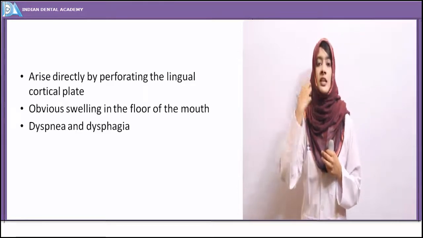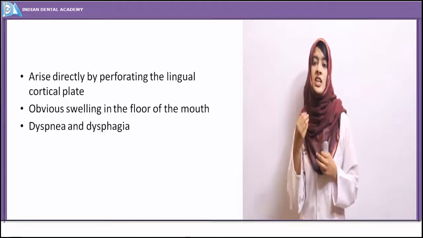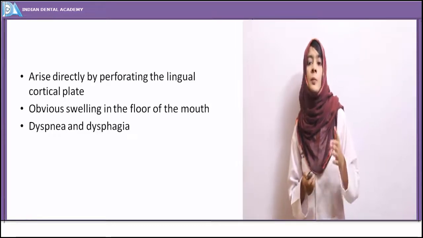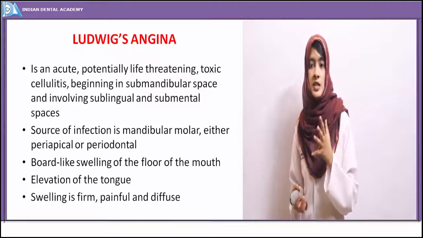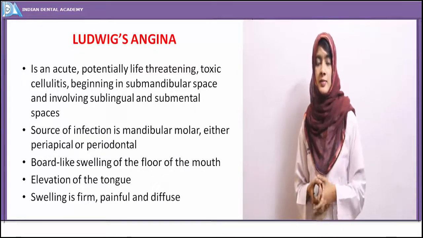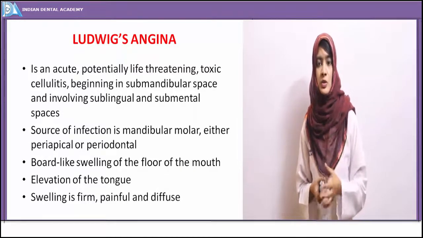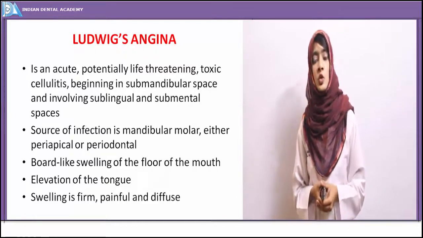Along with that, there is characteristic dyspnea, difficulty in swallowing, dysphagia, and difficulty in breathing and sleeping; both are seen. Okay, so these were the potential space infections occurring in relation to the head and neck, especially the maxillary and mandibular regions. Now we'll see another characteristic space infection, that is Ludwig's angina.